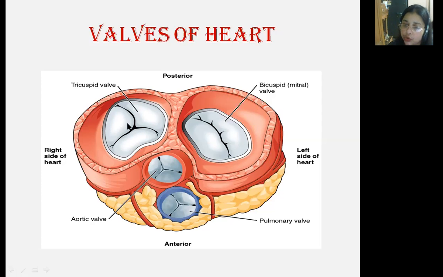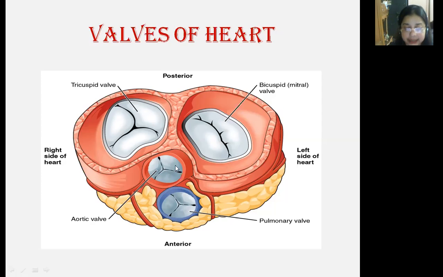It is also propelling the blood from the right atrium to the right ventricle, makes the blood flow unidirectional, and also prevents the blood flow from the right ventricle to the right atrium. As it is present on the right-hand side, it is responsible for the circulation of deoxygenated blood.